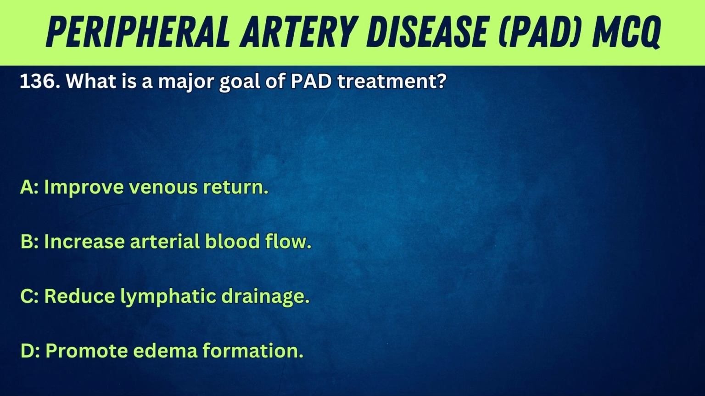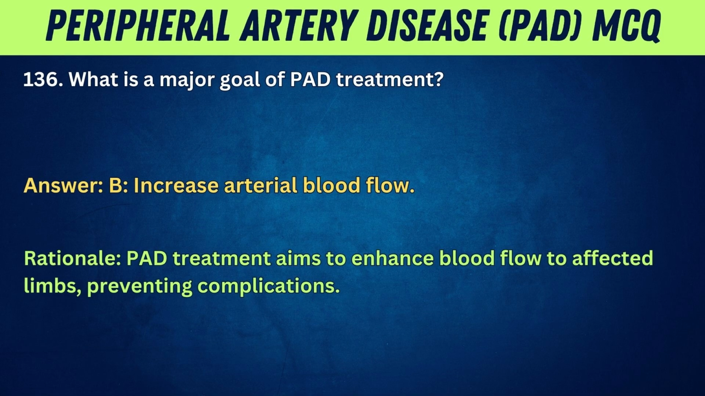136. What is a major goal of PAD treatment? A. Improve venous return. B. Increase arterial blood flow. C. Reduce lymphatic drainage. D. Promote edema formation. Answer. B. Increase arterial blood flow. Rationale. PAD treatment aims to enhance blood flow to affected limbs, preventing complications.